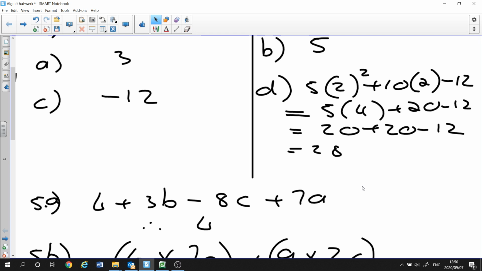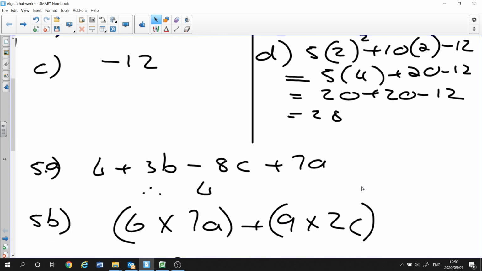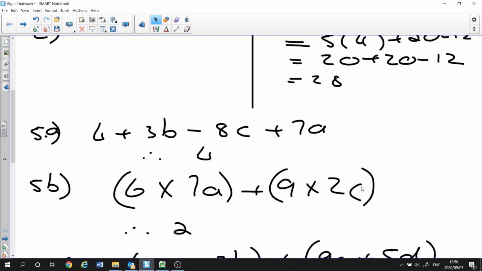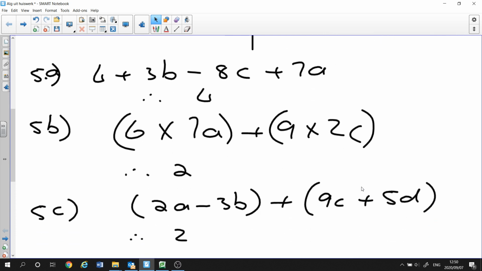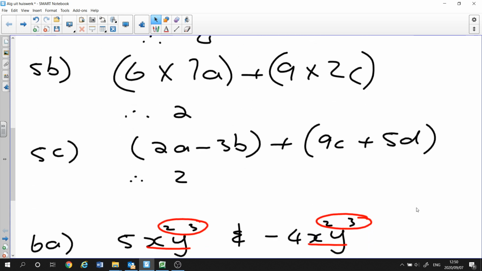Right, in number 5, I ask how many terms in the following expressions. So I have 4 plus 3b minus 8c plus 7a. So that is 4 terms. In number B, you will see the bracket consists of one term plus another bracket, another term. So there are 2 terms in that expression. If you go to C, same thing. This is one term and that is one term. So that is 2 terms.